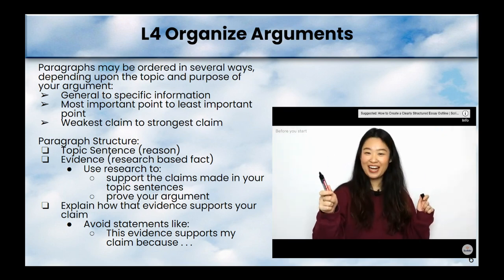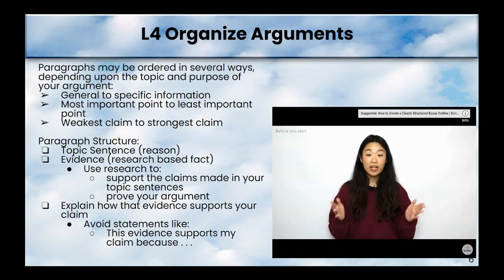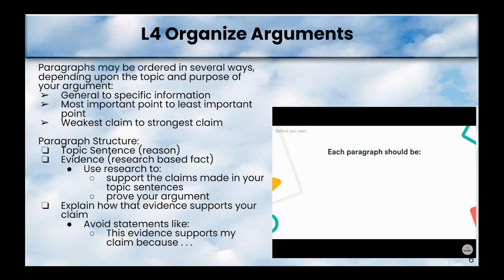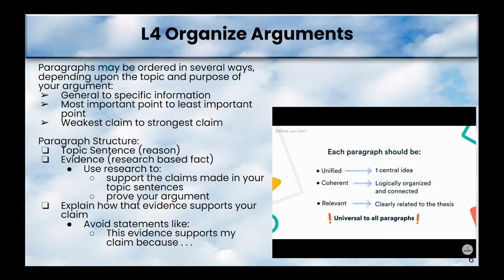Now it's time to start writing. An essay's body is split up into paragraphs, and you should tackle it one paragraph at a time. Each paragraph should be unified: all the sentences relate to one central idea. Coherent: the sentences are logically organized and connected. Relevant: the paragraph is clearly related to the essay's thesis. The content and structure of a paragraph varies, but these 3 points are universal to all paragraphs.